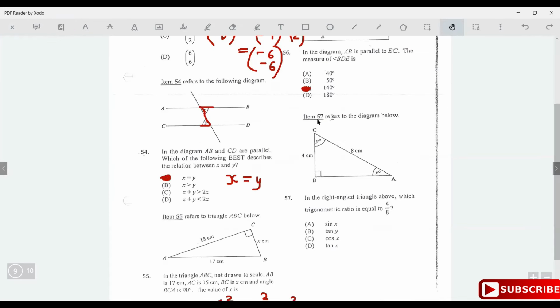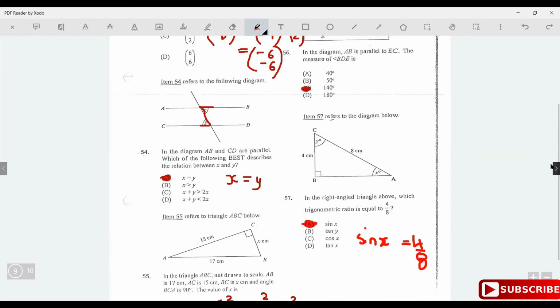Item 57 refers to the diagram below. It gives us a right angle triangle and asks which trig ratio is 4/8. As you can see, this is the hypotenuse, and this is the opposite to x. So the sine of x is equal to the opposite of 4 over the hypotenuse of 8. And so sine x is 4/8. That is option A. Nice and easy.